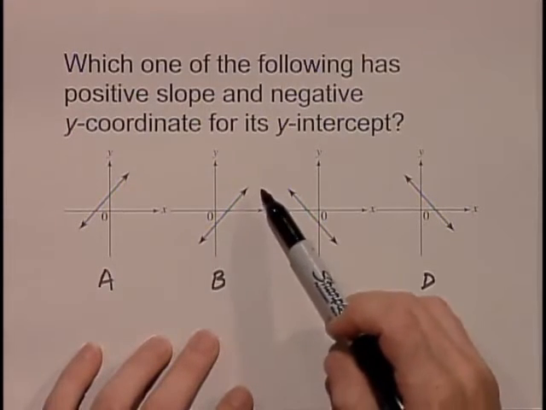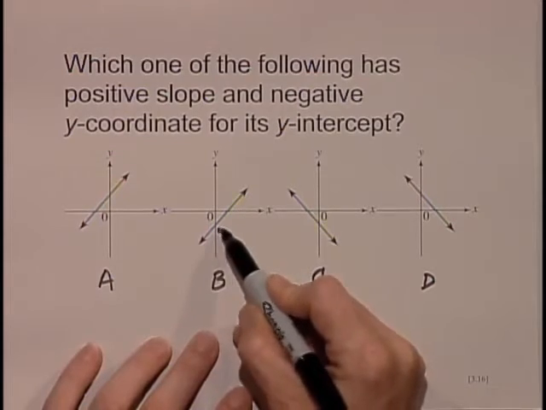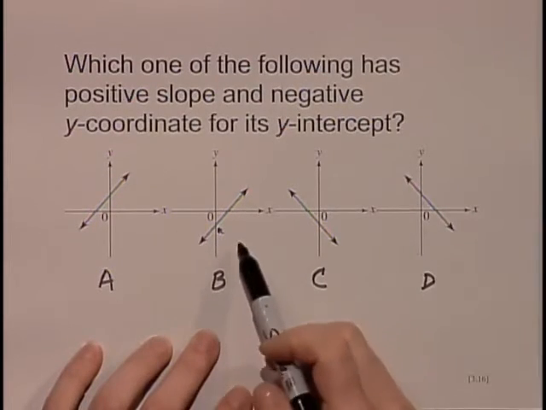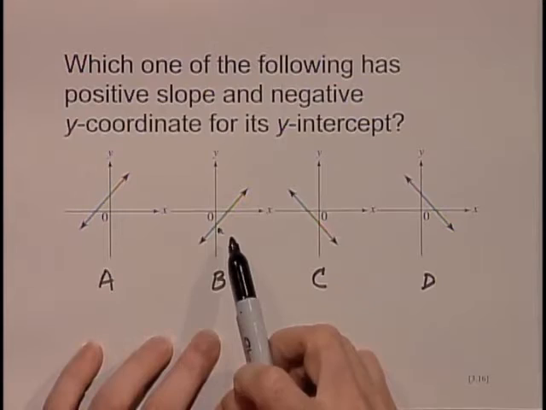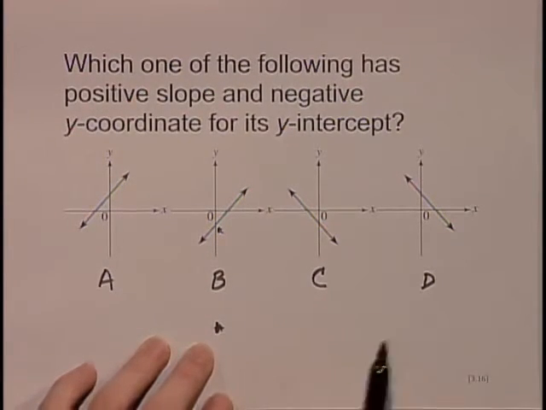Again, increasing from left to right. We also notice that it is touching the y-axis below the x-axis, having a negative coordinate. So we're going to put a star by this one, and we're going to check our last 2.